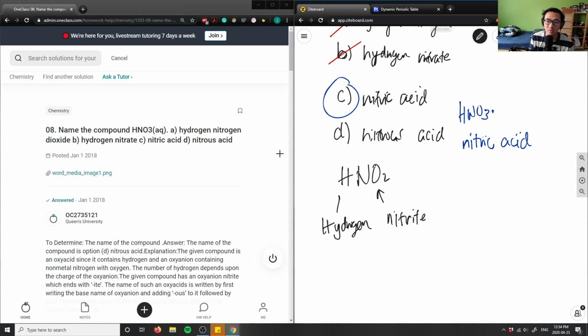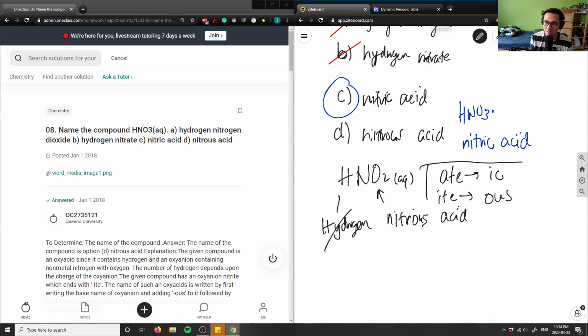So in oxy acids, if we have an acid like this, we drop the hydrogen and we add acid. But if we have an ITE ending, we change ITE to OUS. So this is nitrous acid. Nitrous acid is HNO2, nitric acid is HNO3. So ATE becomes IC acid, and ITE becomes OUS acid. Those are the rules for naming oxy acids. So C is the correct answer.